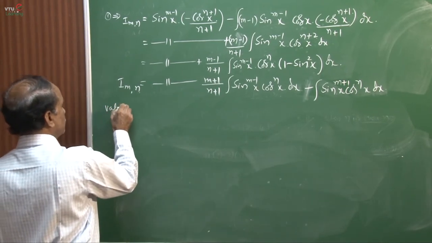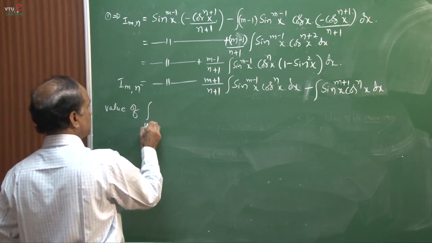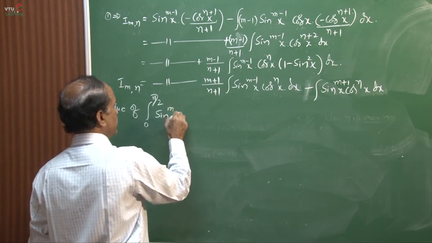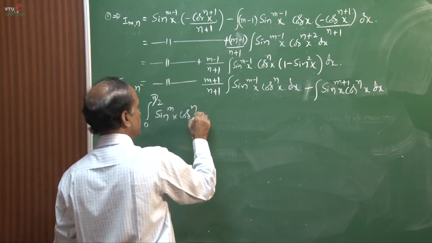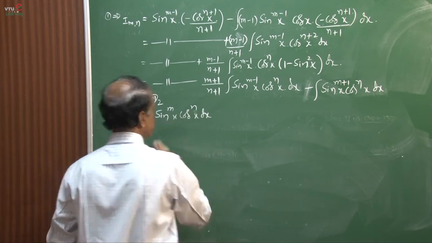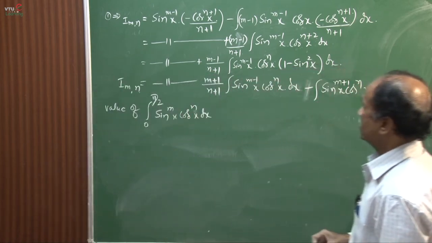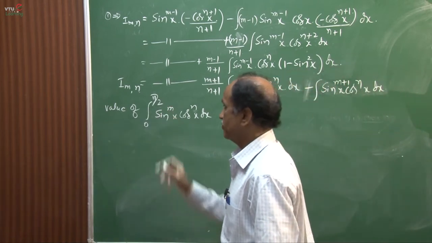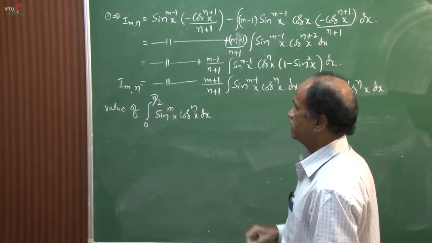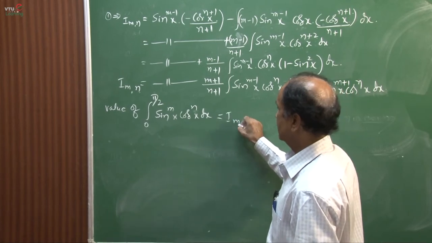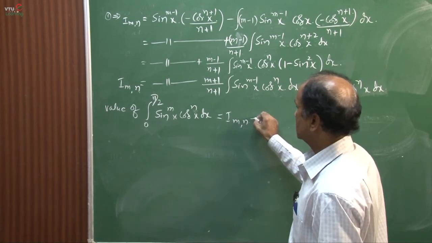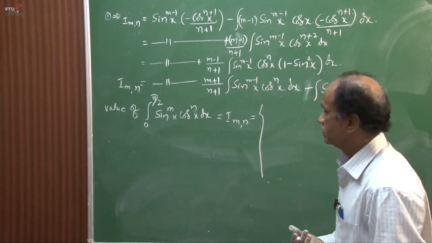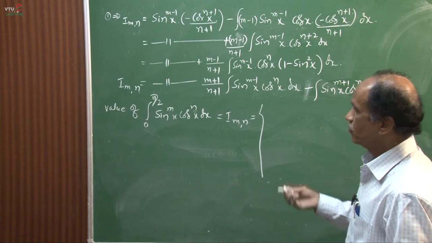And here is the definite integral value for this product, the value of the integration from 0 to pi by 2 of sin to the power m x into cos to the power n x dx. This is with definite limits, as a definite integral, and you can represent it as I m comma n. So this will be proved in 4 different cases, but only 3 cases you can expect.